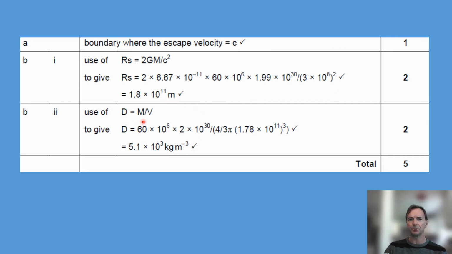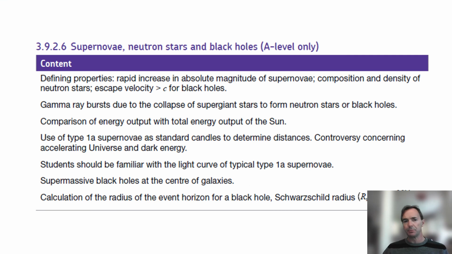And then density equals mass divided by volume. I love density because it's mass divided by volume. 60 million, and then there you go, there's the radius. There's the radius in there for the volume. And you end up with that, look, 5,000 kilograms per cubic metre. It's about the density of metal, quite surprising. Okay, so there's a roundup.